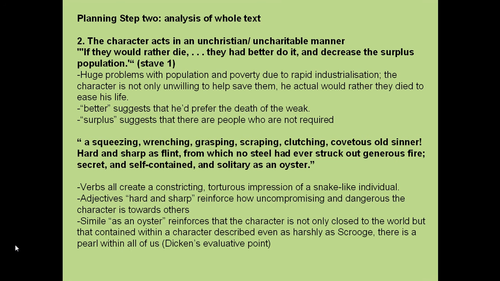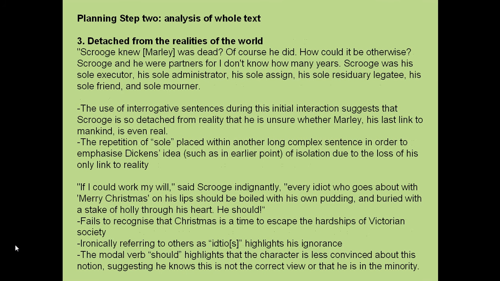Again, feel free to pause this and look at it at your leisure. I'm covering form, structure and language. I've got everything I need. You do this in note form because obviously you're trying to get a plan down in the quickest time possible. I've written in full sentences so you can actually understand what I'm trying to say. And then there's my 3rd point. He's detached from the realities of the world. Again, 2 quotations, lots of analysis, reference to context.